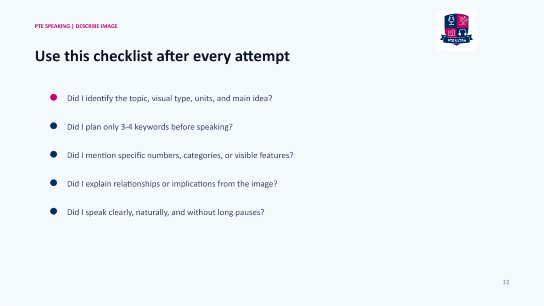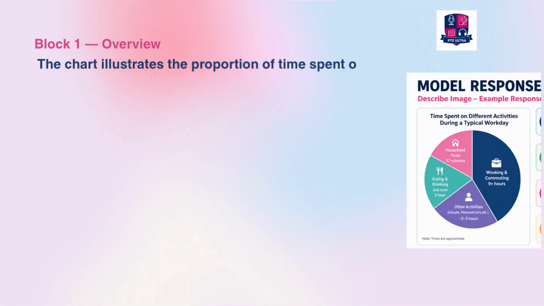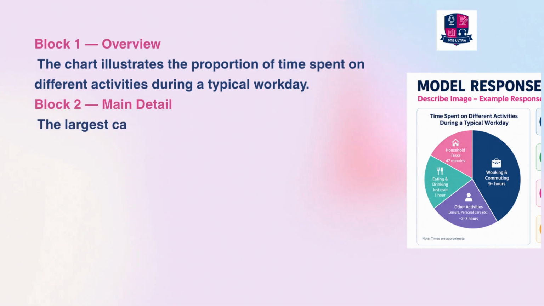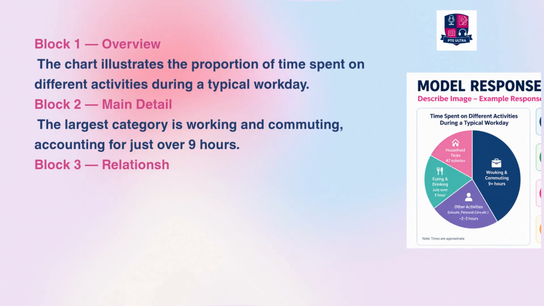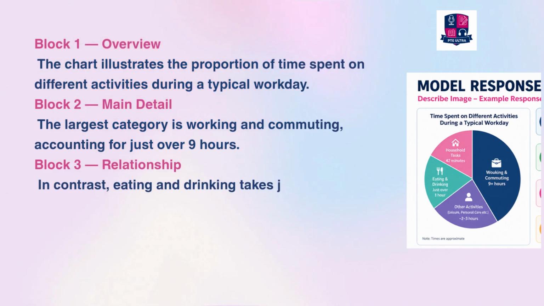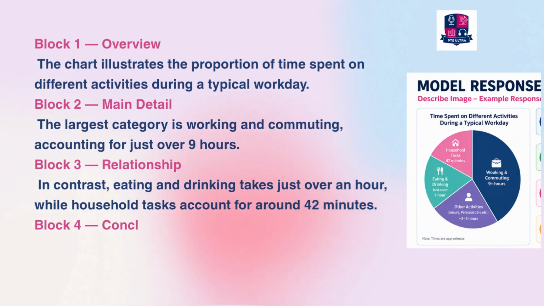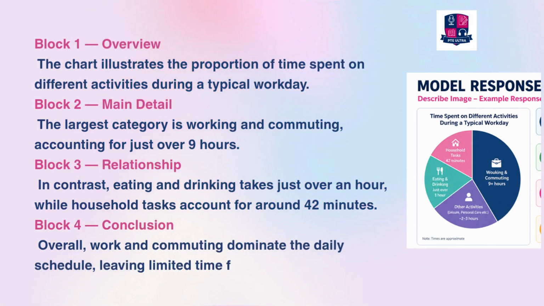Now, here is a simple model response. The chart illustrates the proportion of time spent on different activities during a typical workday. The largest category is working and commuting, accounting for just over 9 hours. In contrast, eating and drinking takes just over an hour, while household tasks account for around 42 minutes. Overall, the data suggests that work and commuting dominate the daily schedule, leaving limited time for personal activities.